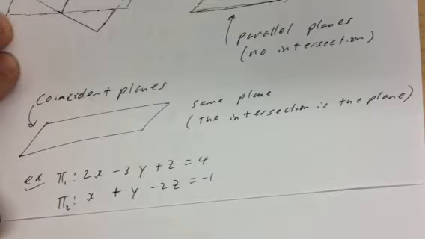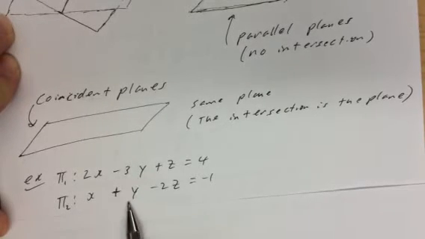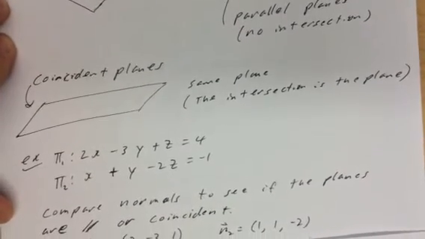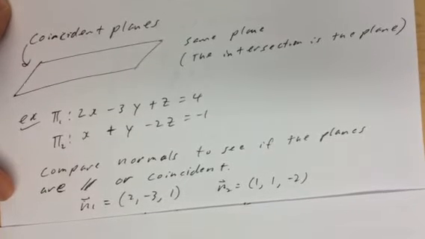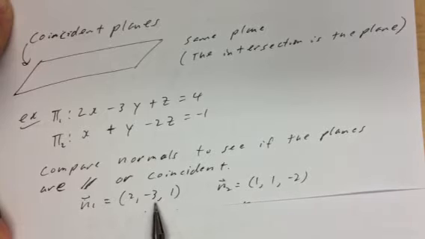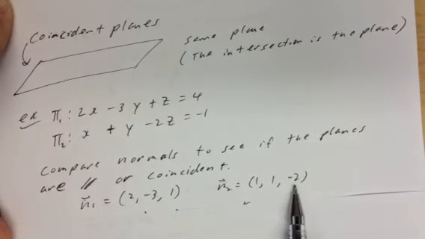When I look at these two equations, one is not a scalar multiple of the other. The normals are not the same. So let's compare the normals first of all, to see if they are parallel. Normal 1 is 2, negative 3, 1. Normal 2 is 1, 1, negative 2.